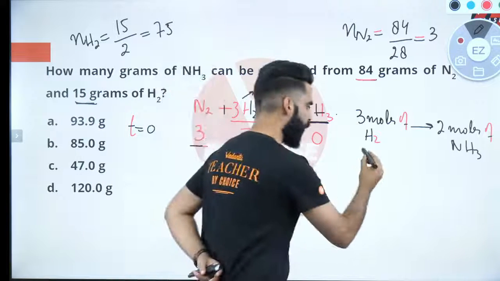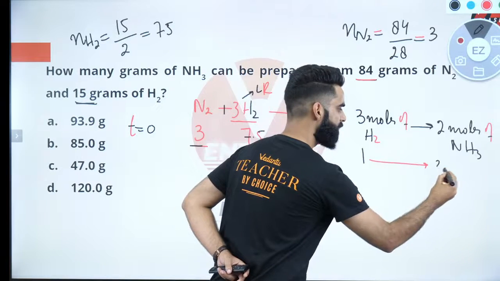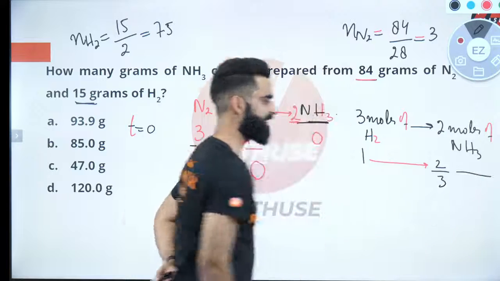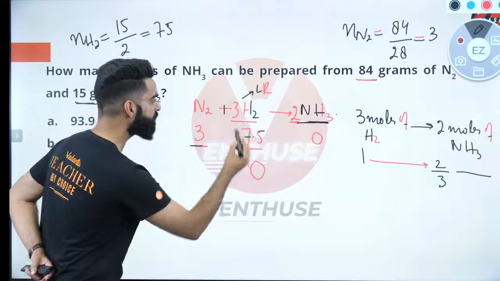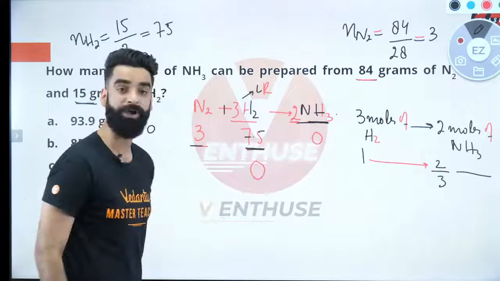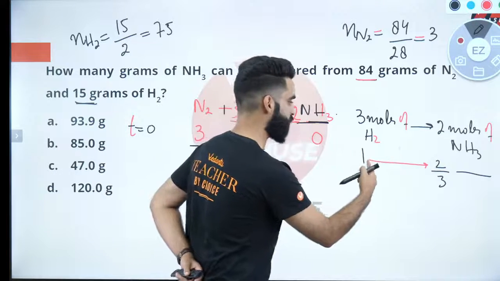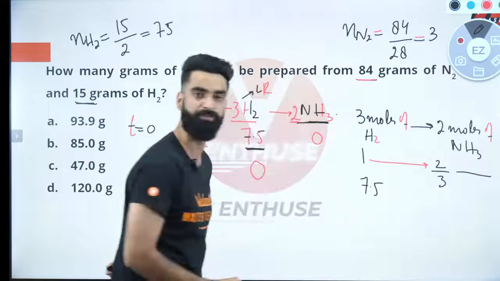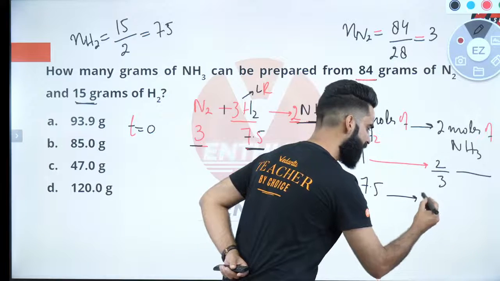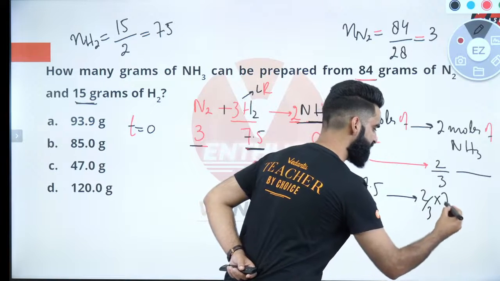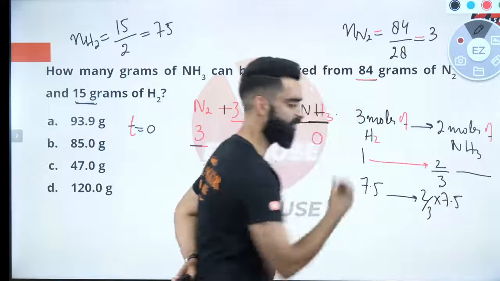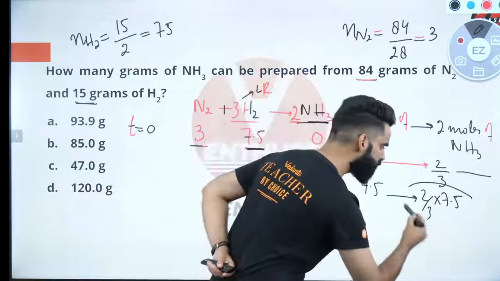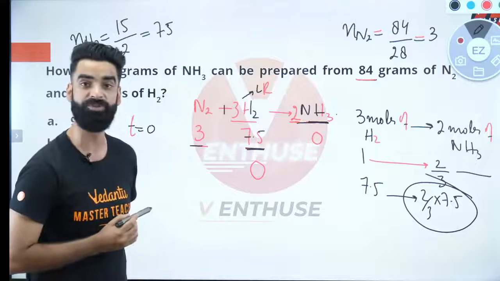Now can I say 1 mole of H2 should give me 2 divided by 3 moles of NH3? But how many moles of H2 do I have? I have 7.5 moles. If 1 mole of H2 is giving me 2 by 3 moles of NH3, can I say 7.5 moles of H2 should give me 2 by 3 multiplied by 7.5 moles of NH3? So I got the moles of NH3.